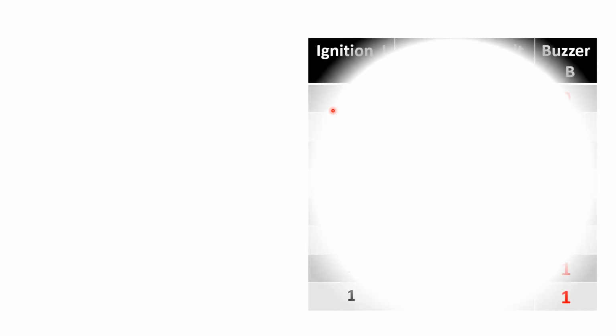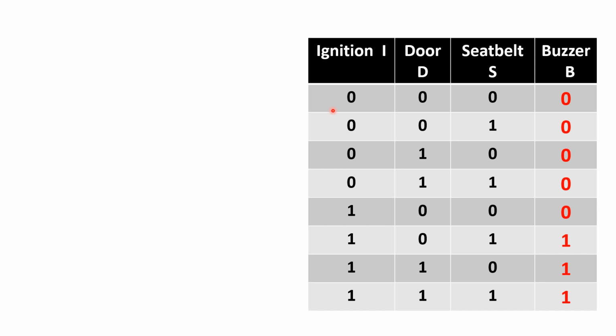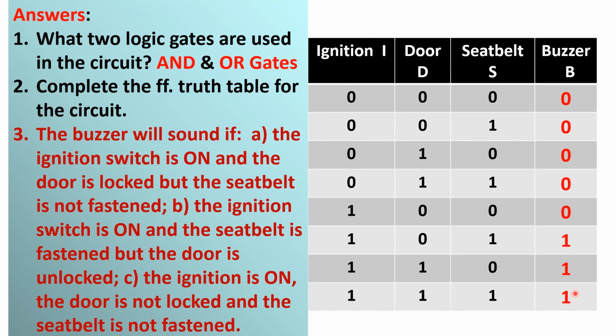All right, so continuing with our answers, we now summarize the results of our truth table. So we have here the 3 conditions where the output at point B would be at logic 1. We now specifically answer the 3 questions. For question number 1, what 2 logic gates are used in the circuit? Of course, we have the AND as well as the OR gates.